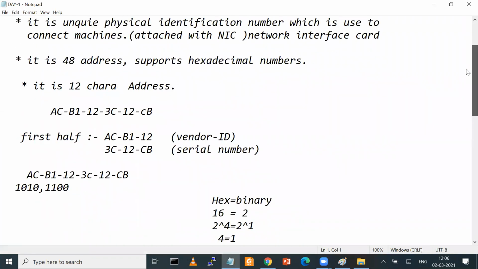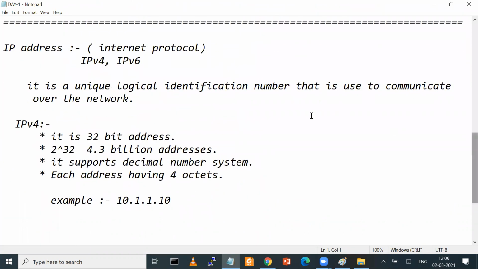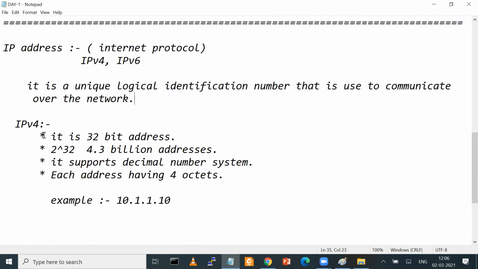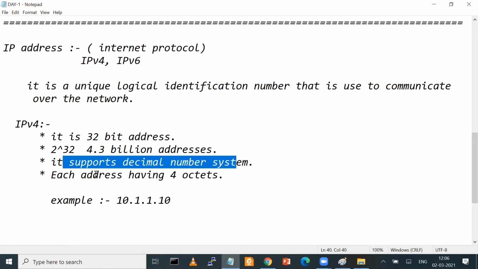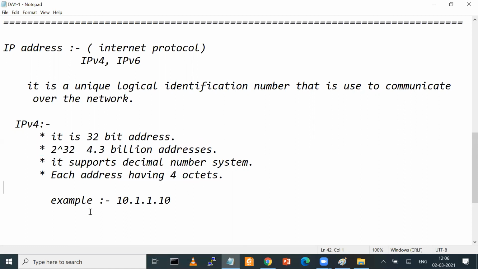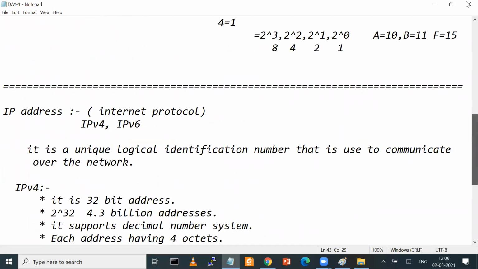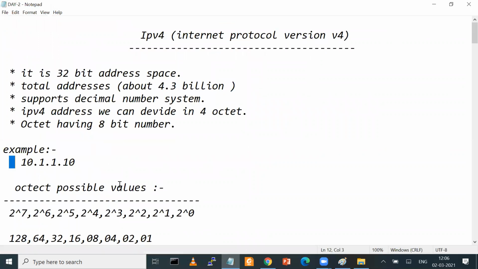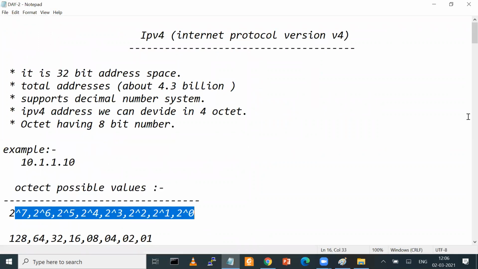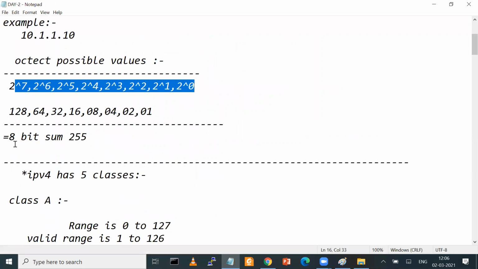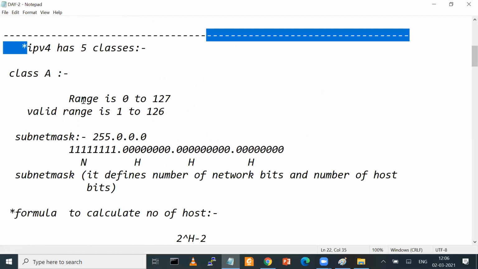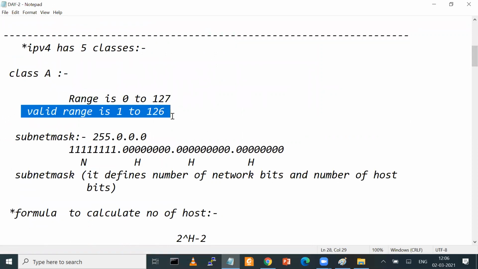Yesterday's notes, MAC address and all. And IPv4 is a unique logical identification number that is used to communicate over the network. It is a 32-bit address, 4.3 billion addresses in total. It supports the decimal number system, with 4 octets. For example, 10.1.1.0. Now come to the next example. Octet possible values are like this: 128, 64, 32, 16, 8, 4, 2, 1. The 8-bit sum is 255. IPv4 has 5 classes: A, B, C, D, E. The range is this, the valid range is this.